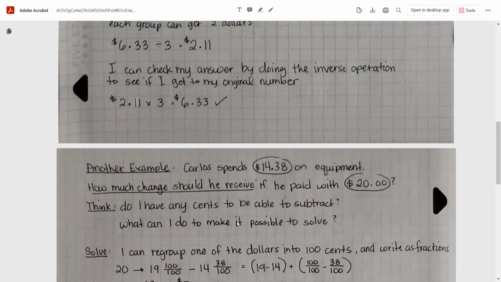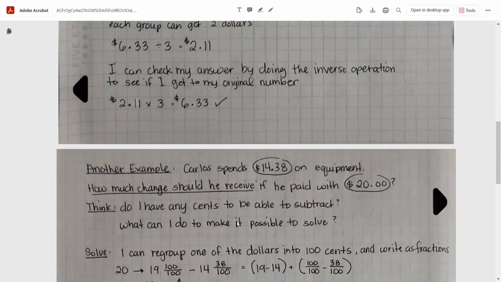Now for the next question, it says Carlos spent $14.38 on equipment. How much change should he receive if he paid with $20? So we need to stop and think, do I have any cents to be able to subtract? So $20, am I able to subtract $14.38 from it? I can't, because over here, $20, there's nothing in the tenths or the hundredths place.